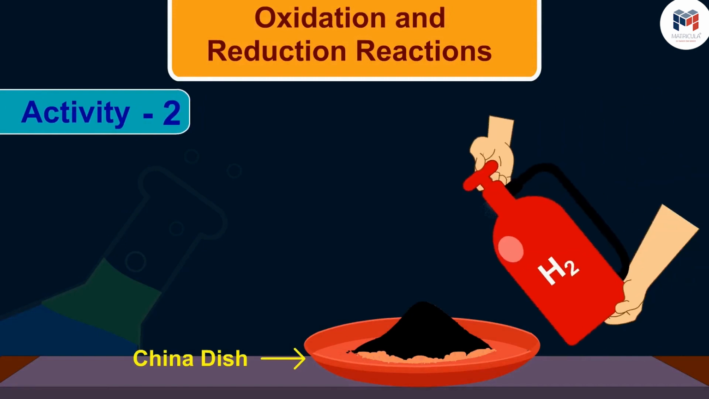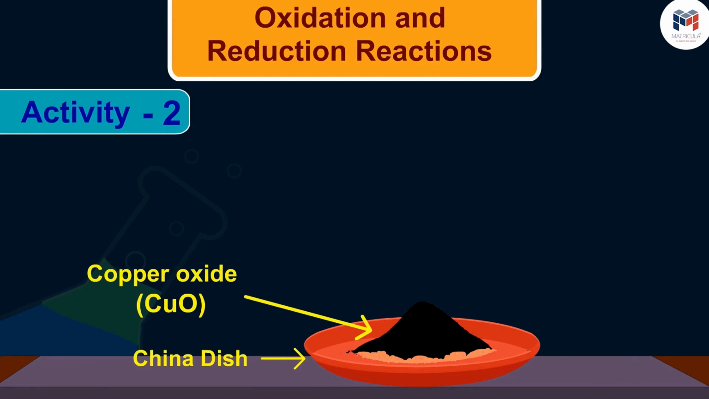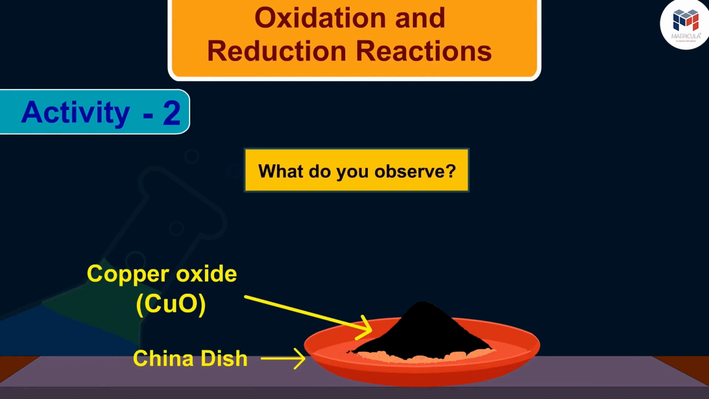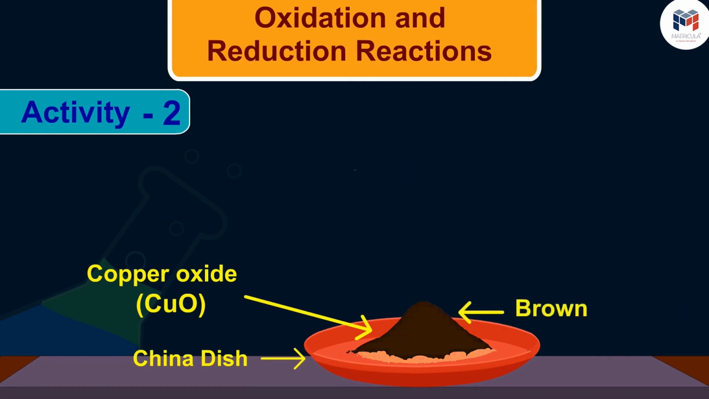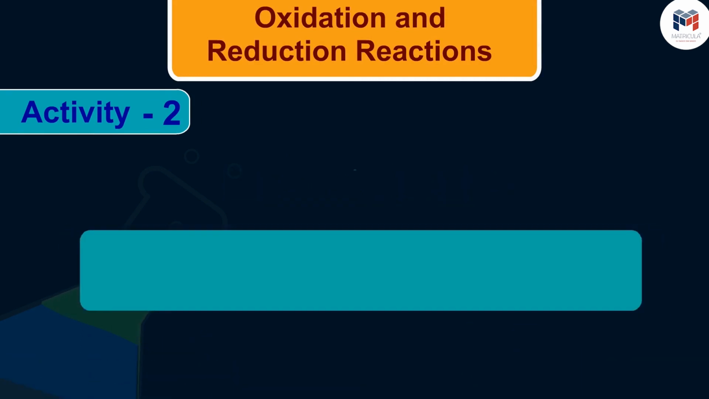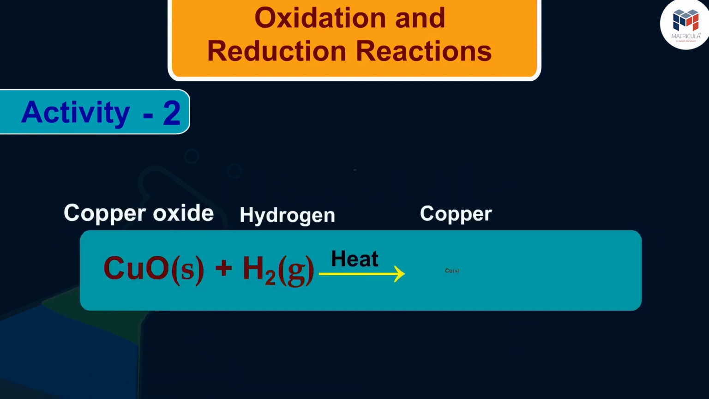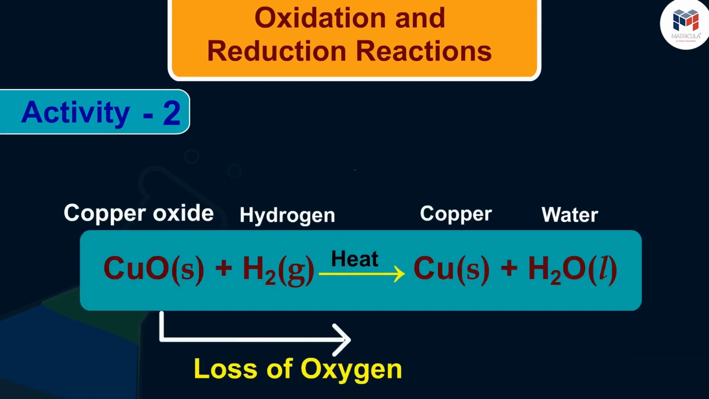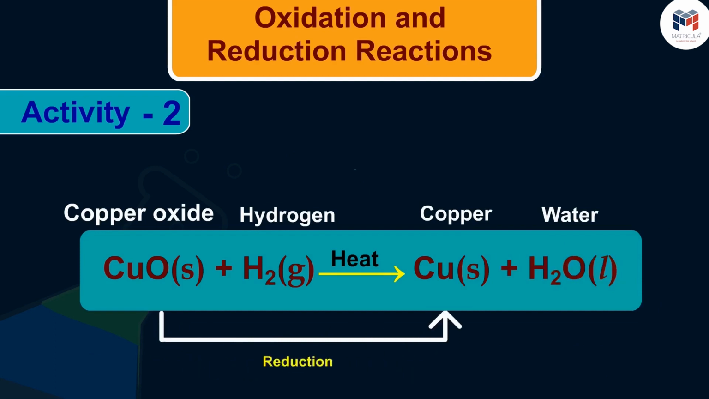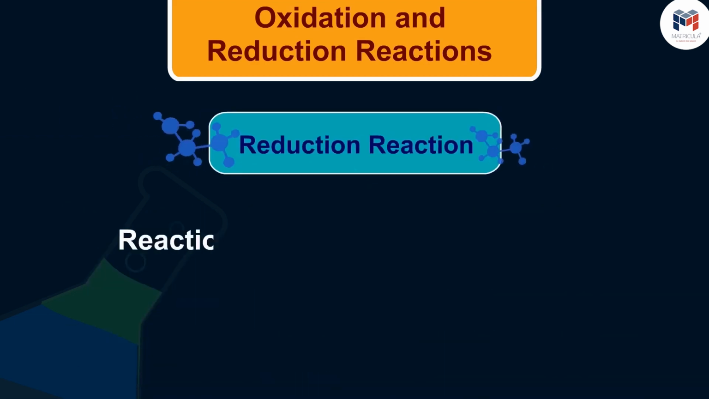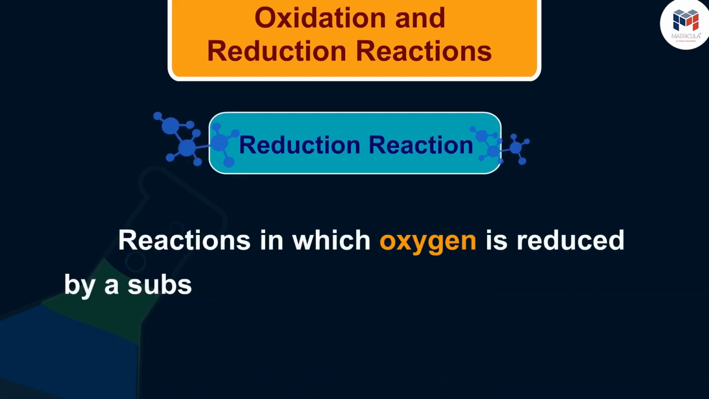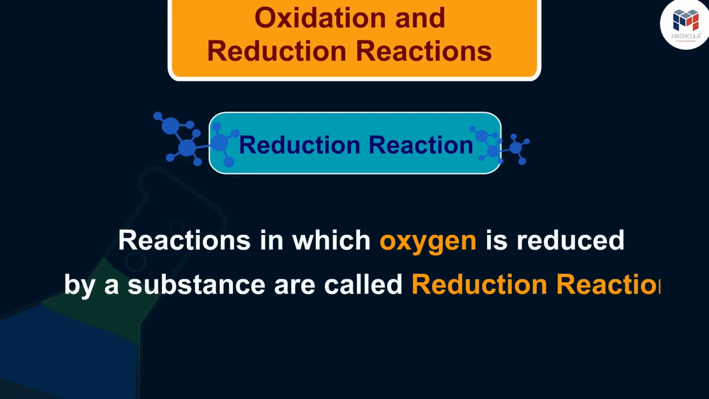If hydrogen gas is passed over this heated material, CuO, what do you observe? You will observe the black coating on the surface turns brown. This is because the reverse reaction takes place and copper is obtained. There is a loss of oxygen in the copper oxide. In other words, copper oxide is reduced. A reaction in which oxygen is removed by a substance is called a reduction reaction.